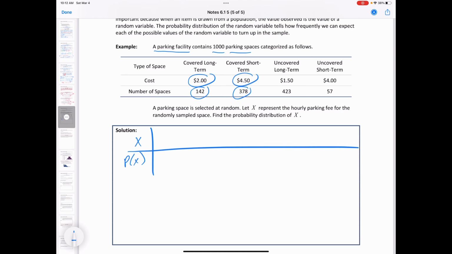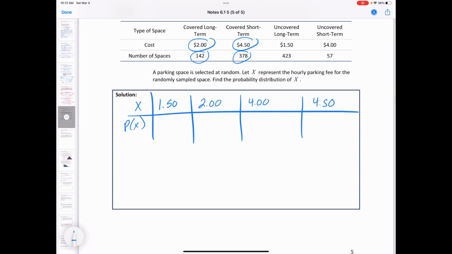And I want the distribution of X. And like I told you, you want to go least to greatest. So my least money would be $1.50. Then I could draw a $2 spot, or a $4 spot, or a $4.50 spot. And then I just figure out the probabilities.